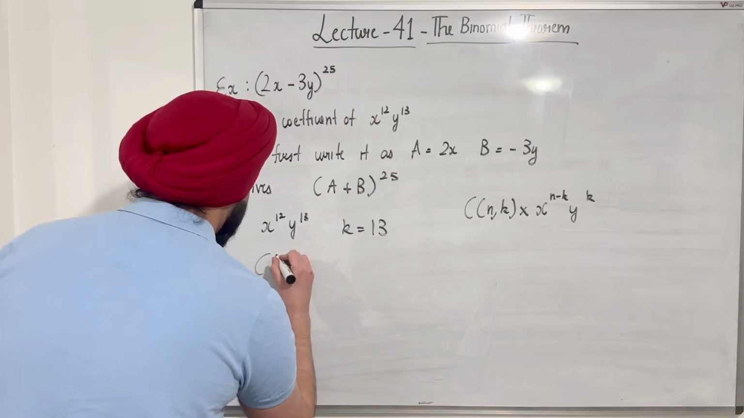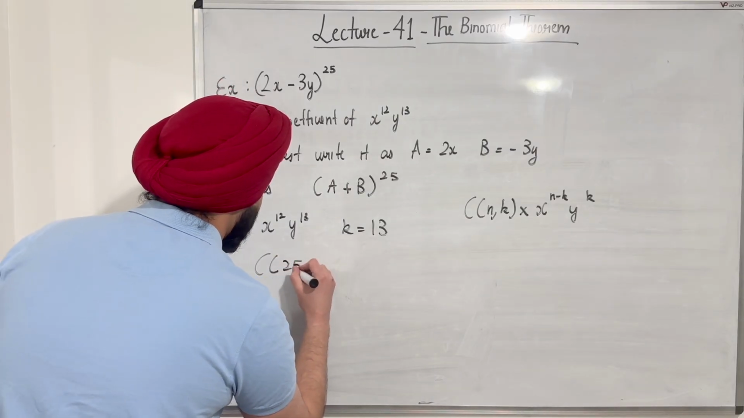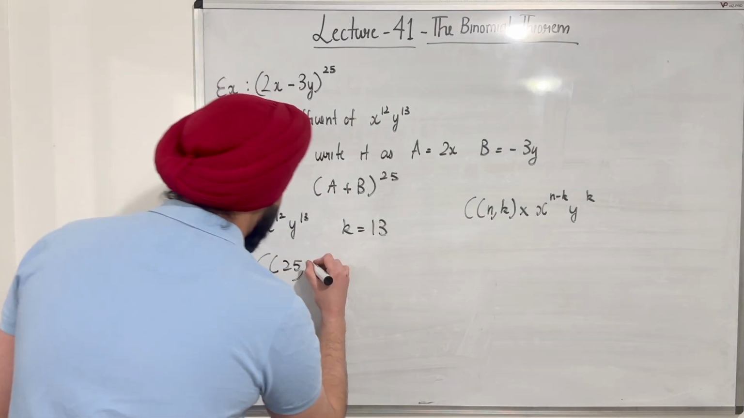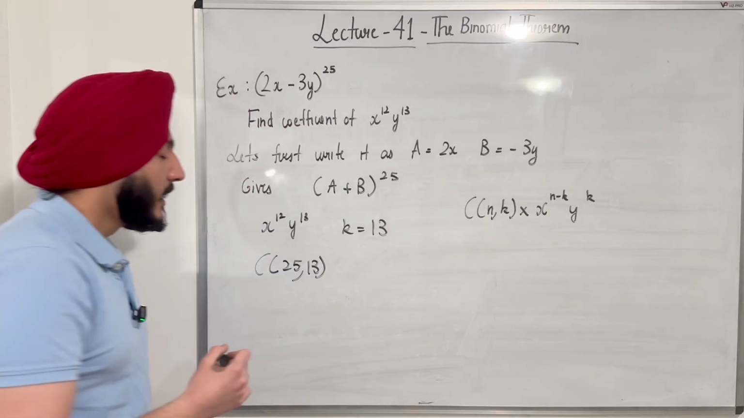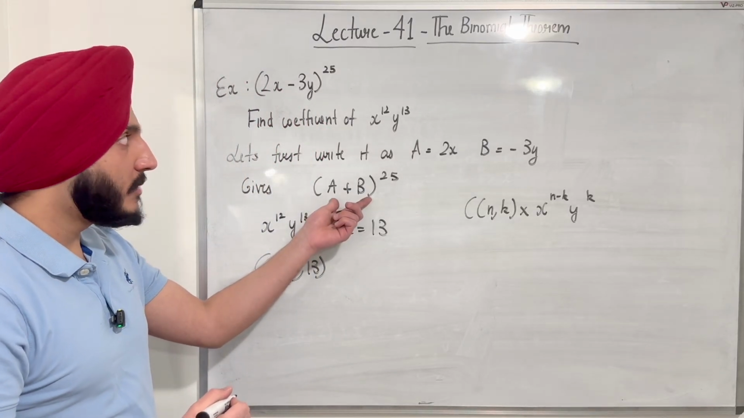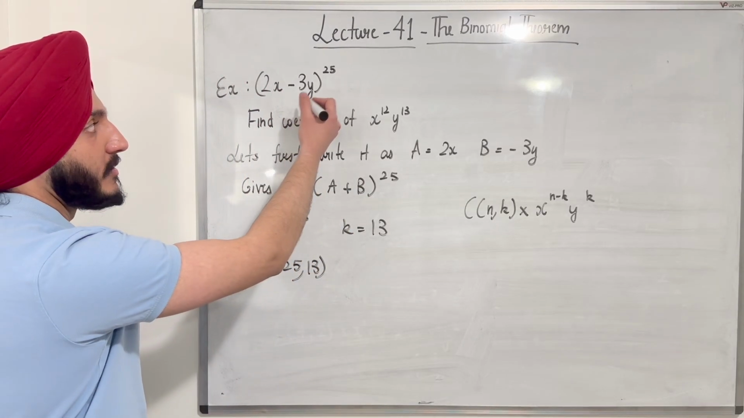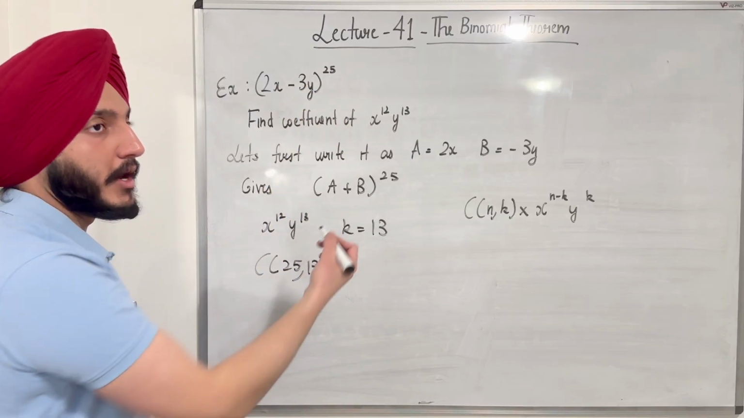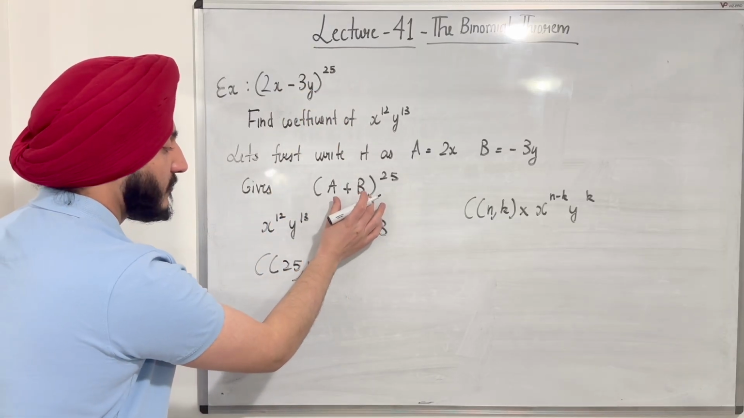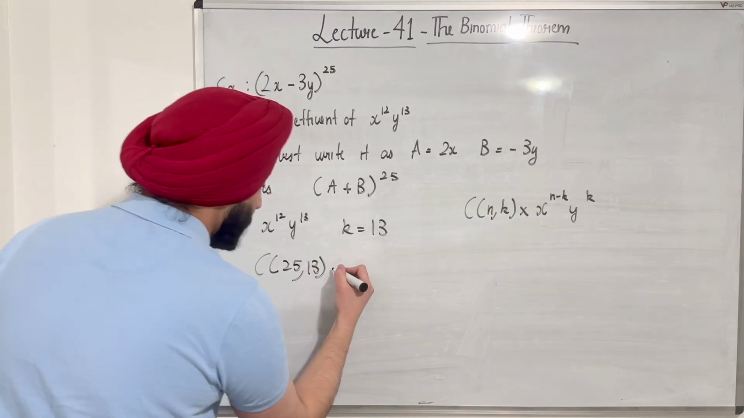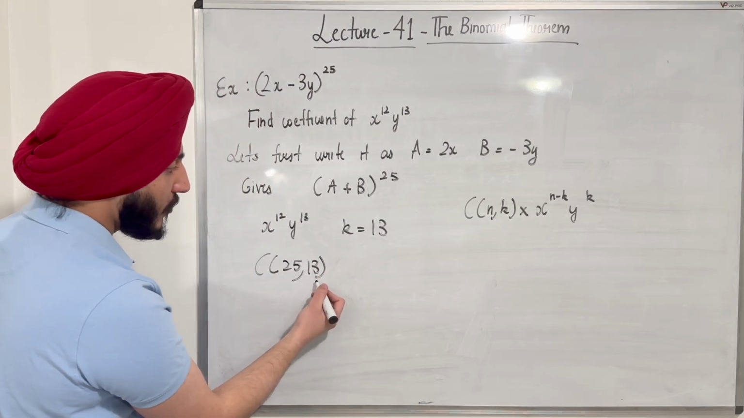C and k would be C, n is 25, and k in our case would be 13. Now, why did I replace this with a plus b? Because we didn't really have an x plus y term. We had a 2x minus 3y term. So I replaced it with a plus b kind of a term, right? So this becomes C 25 comma 13.